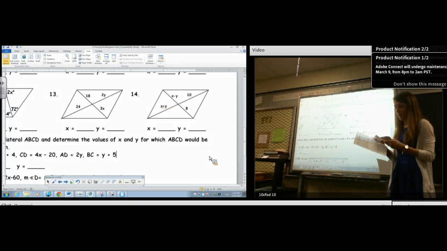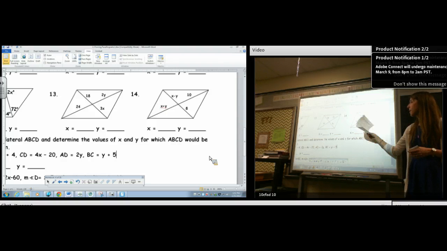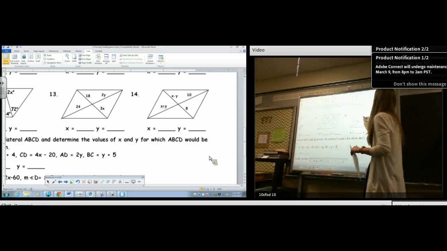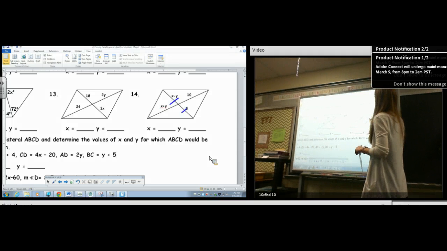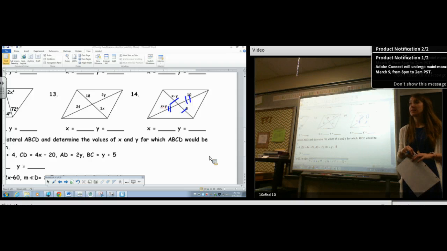Okay, Blake, your card is actually up this time. What property are we going to use to solve that? We got 5 properties. Blake, R. We use the one with the diagonals. Diagonals bisect each other. Good. So that's congruent to that, and that's congruent to that. That's what bisect means. Cut in half. Make 2 congruent pieces.